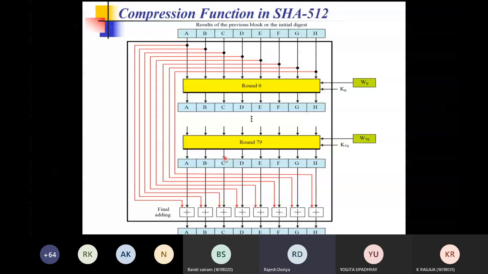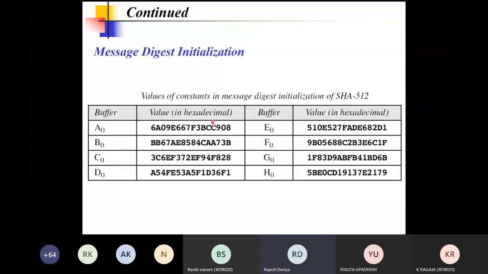Okay, and these are the initial values of the first message digest of SHA-512, A, B, C, D up to H. So these are the initial values. Now how exactly did they get these hexadecimal values? They got them by considering the first 80 prime numbers. What they have done is take the first 80 prime numbers, then take the cube root of all those prime numbers.